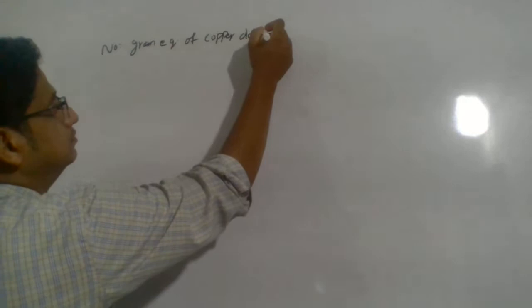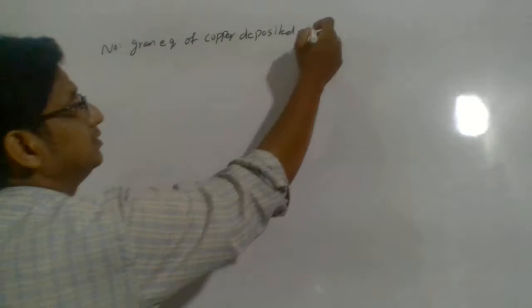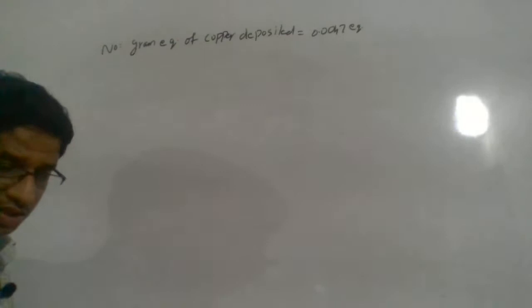So you have to consider that copper ions are producing from the copper electrode, as well as there is a movement of copper ion towards the cathode, which means you have to consider the effective falling concentration around the anode. For that you have to use this problem. So the number of gram equivalent of copper that is deposited is given as 0.0047 equivalent, the number of gram equivalent of copper sulfate that is deposited.